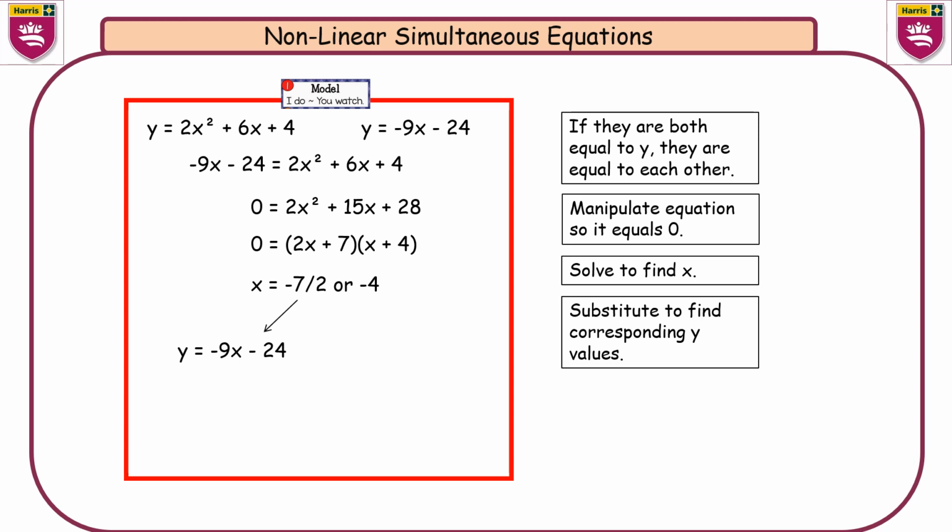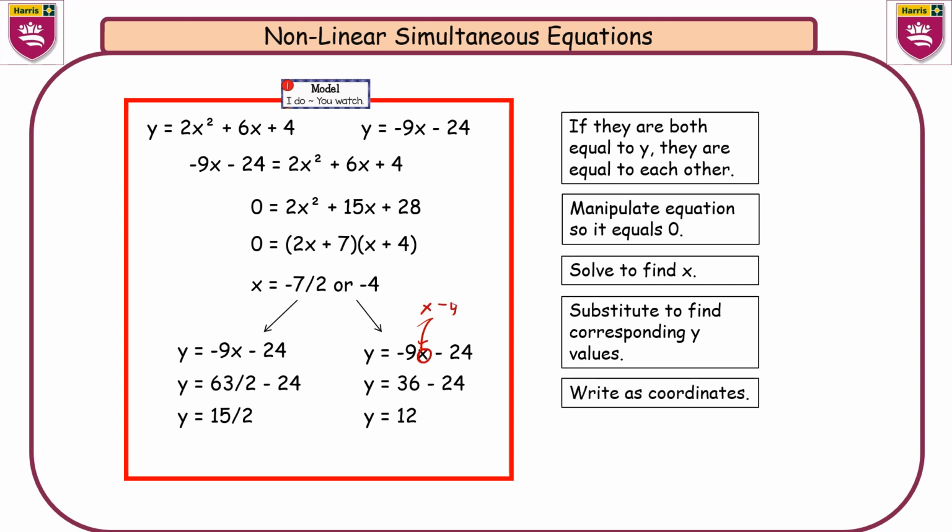So if I pick the second one, which is y is equal to -9x minus 24, you are going to be substituting the -7 out of 2 into x, which will give you 63 out of 2 take away 24, which is half of 15. And if I substitute the -4 in, remember -9 times -4, because you're simply substituting in -4 here. That's 36. Take away 24. That's going to be 12.